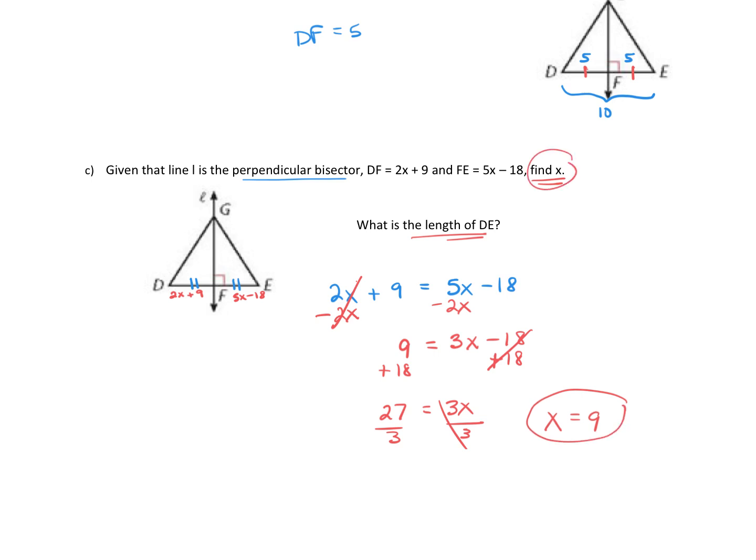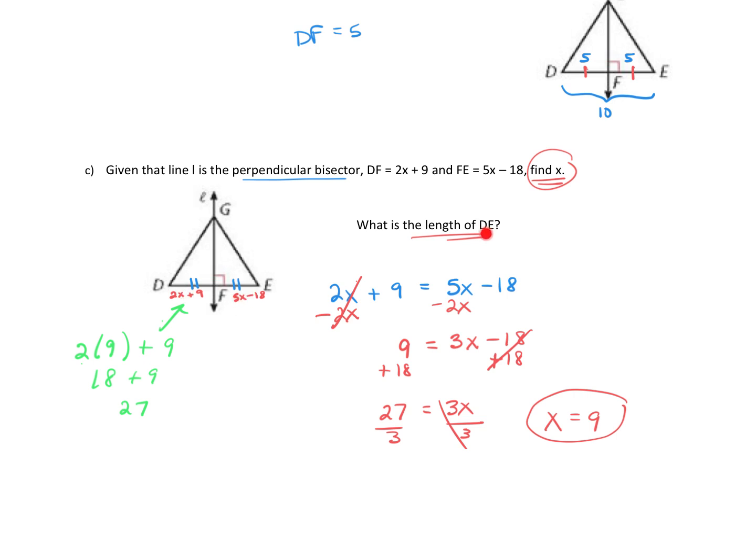Now when it says find the length of DE, what that means is we just take our value of x and plug it in. We have some x's here, so maybe it doesn't matter which one you plug it into. Maybe I'll plug it into this one: 2 times x plus 9. So I'm going to replace the x with a 9 now that we know what it is. 2 times 9 is 18. 18 plus 9 is 27. So DF is 27.